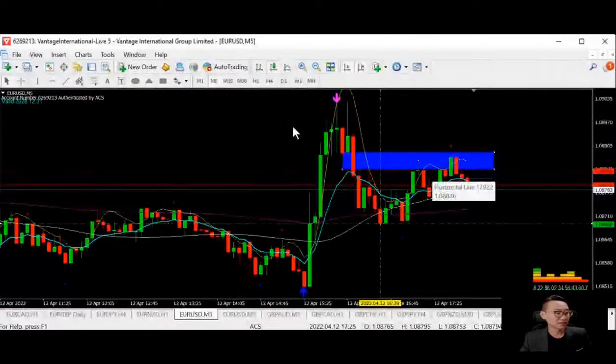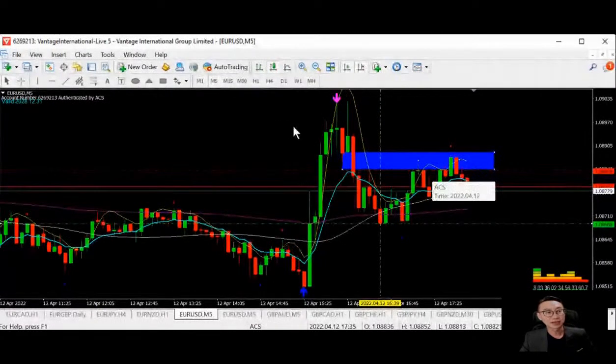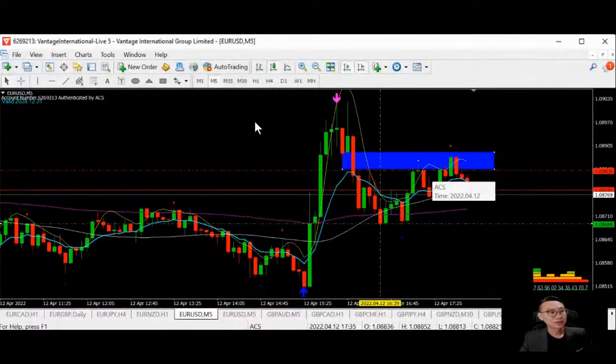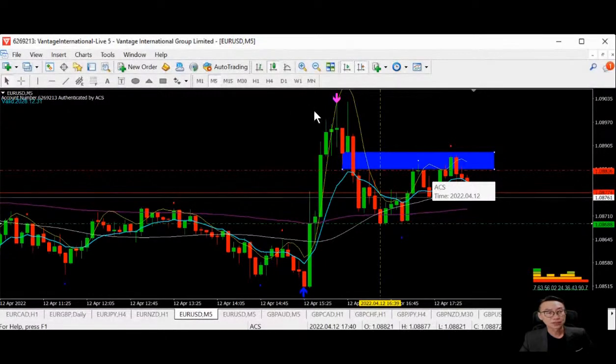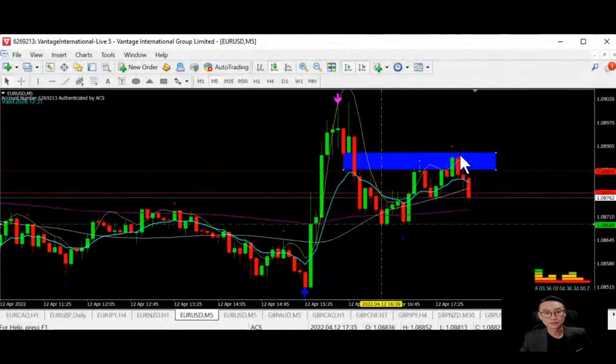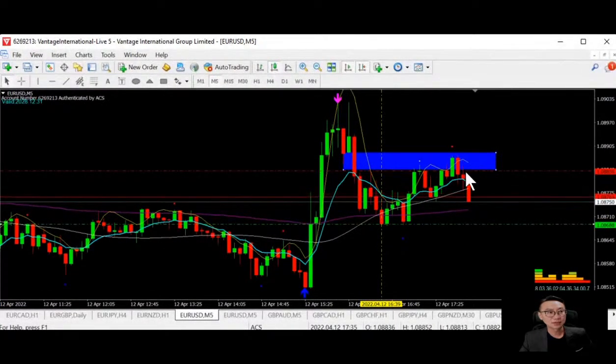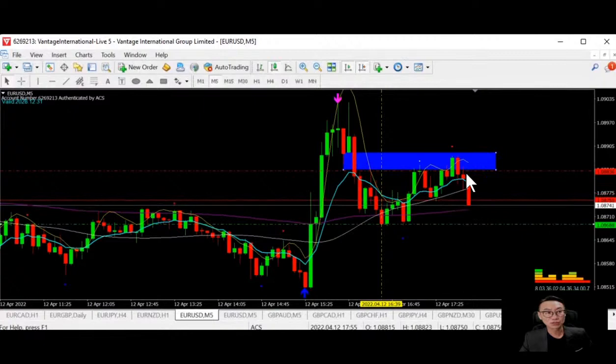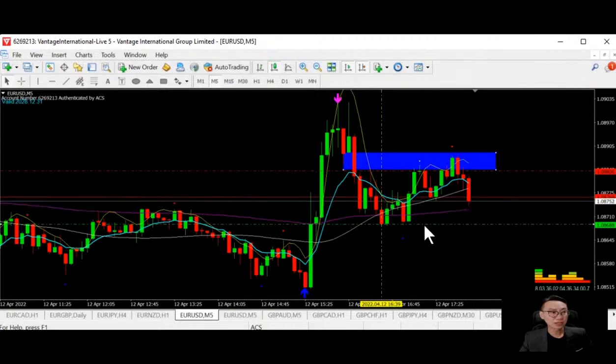This V is not there yet. So from here to here, this is a lower resistance. So with lower resistance coming, what are we expecting to see? A lower low. So this is something that I'm trying to tell you.